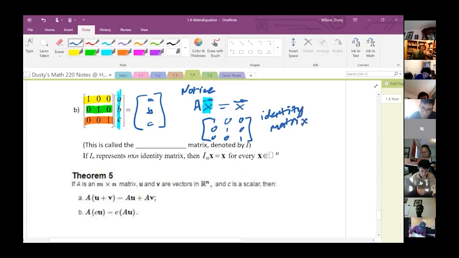And usually we will note it with the letter I. So this is called the identity matrix. If I_n represents an n by n identity matrix, then I_n x equals x for every x in R^n. It's like multiplying by 1.